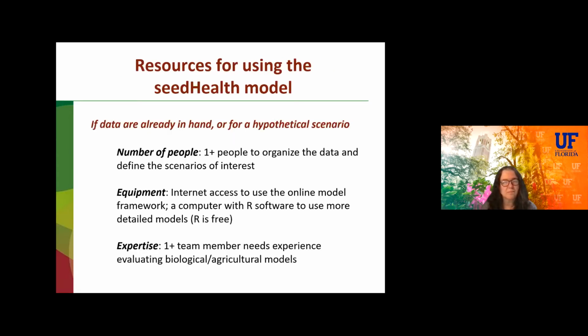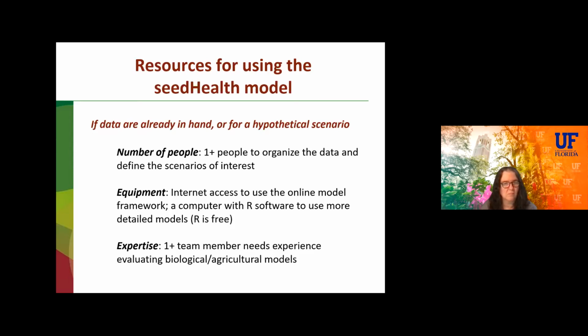So the resources needed for using the seed health model. Here we're talking about if data are already in hand or there's a hypothetical scenario that's interesting to people. So there need to be at least one person doing this analysis, maybe ideally more people to form a team, who would be organizing the data available and defining the scenarios of interest. And then the equipment needed would be internet access to use the online model version. So seed health is available in an online model, and then it's also available in R for people who would want to do more detailed analyses.